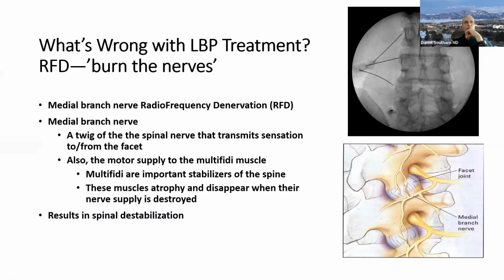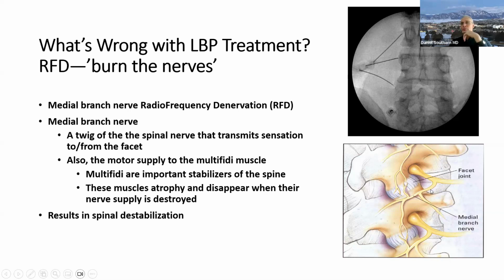RFD, radiofrequency denervation, burning the nerves. This is burning the medial branch. This is a schema showing the medial branch coming off of the main spinal nerve. And let's assume this is your lumbar spine as it is. And this is the nerve that goes down your leg. And of course, you need that. You don't burn a spinal nerve.